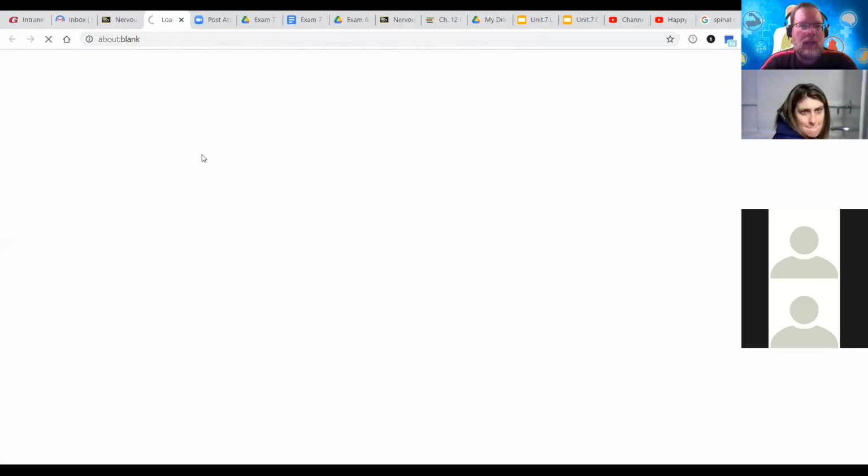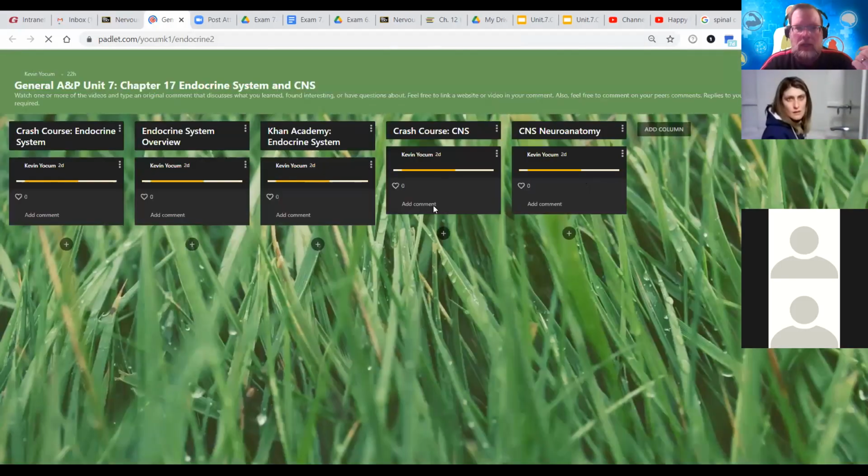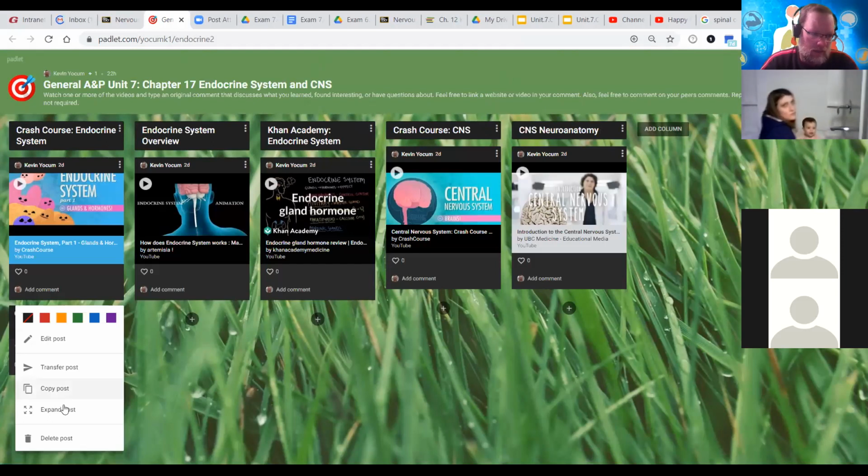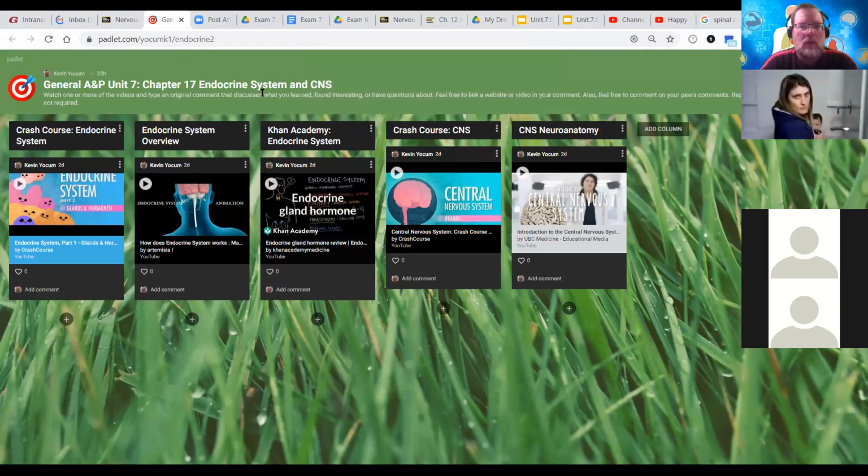If I click that, it'll take you to the endocrine system and central nervous system Padlet. I may put another column over here. I found something today. I'm going to add something over there. But anyway, that's the beauty of Padlet. Things can keep getting added.